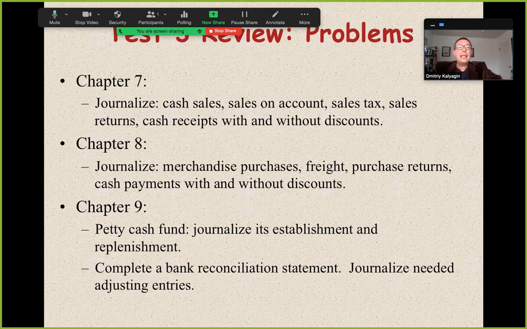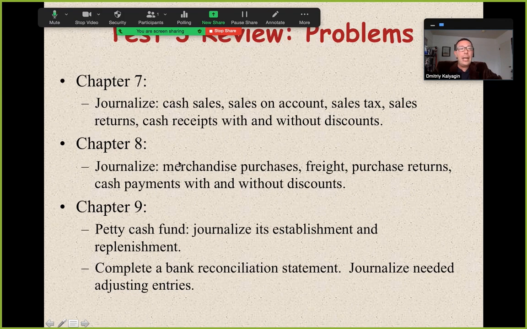So guys, these are the types of problems you're going to have. For chapter 7, we talked about sales, accounts receivable, and cash receipts. You will have to journalize all those different transactions: how to journalize cash sales, sales on credit or account, sales with sales tax, sales returns and allowances when we accept a return from a customer, and cash receipts with and without sales discounts.